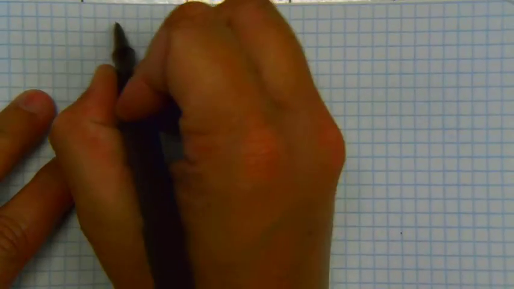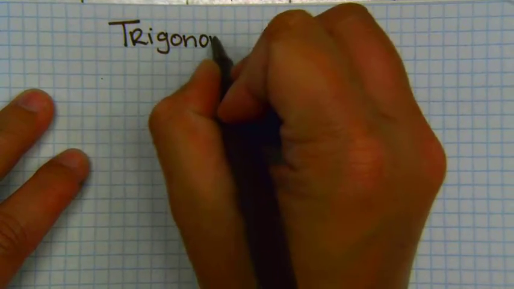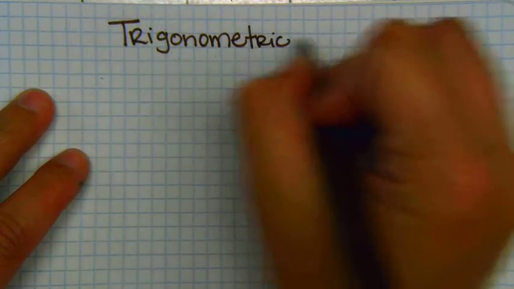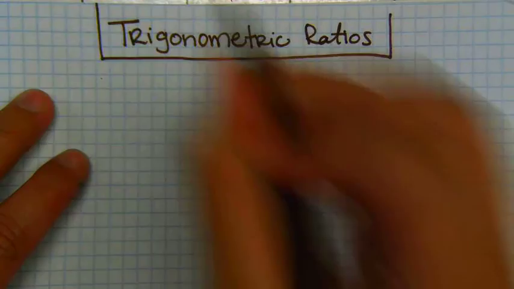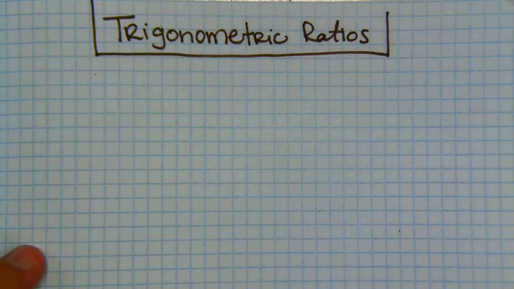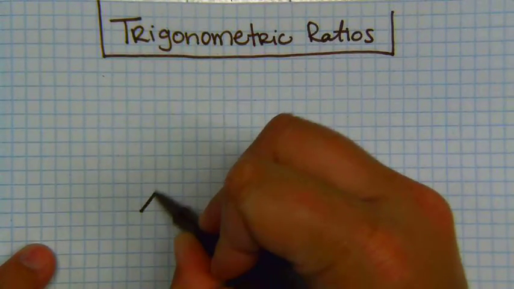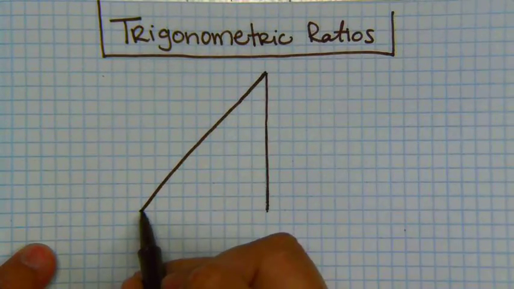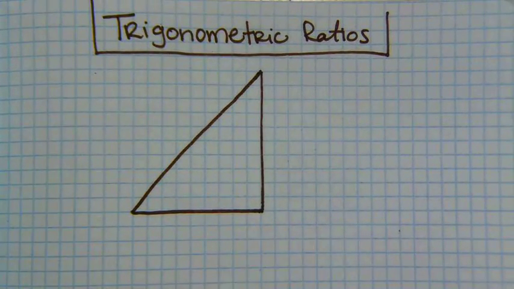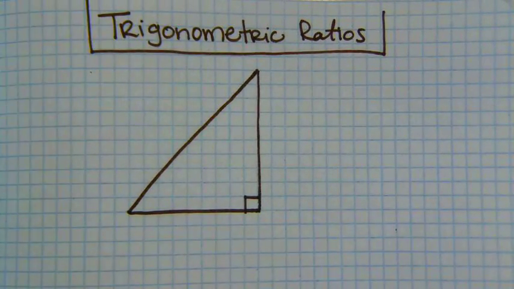So we are going to be talking about trigonometric ratios. Trigonometric, a shortened version, would be trig, obviously. So I'm going to start off with drawing a big triangle. And in order to use trig, we have to have a right angle, so it has to be a right triangle. And I'm just going to put a little asterisk up here.